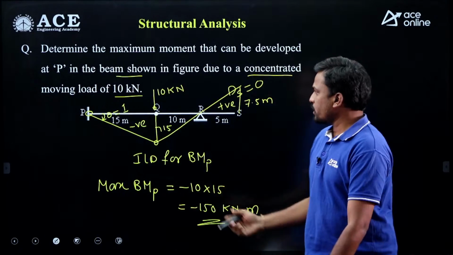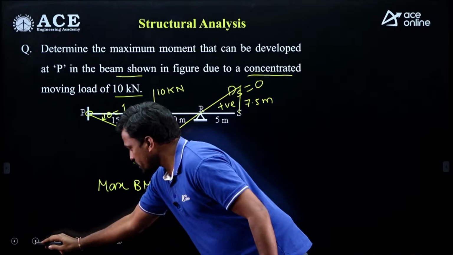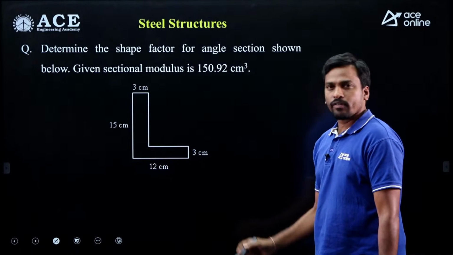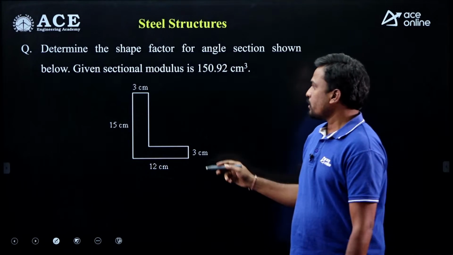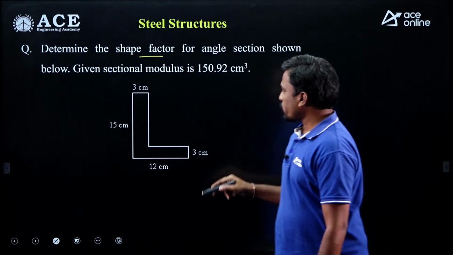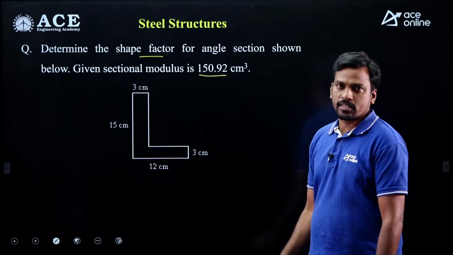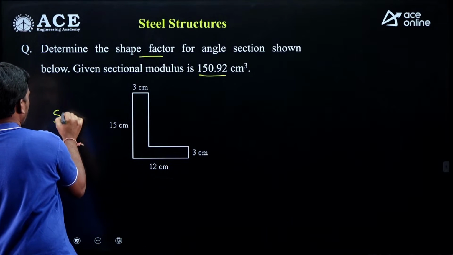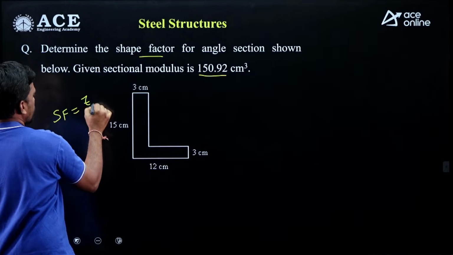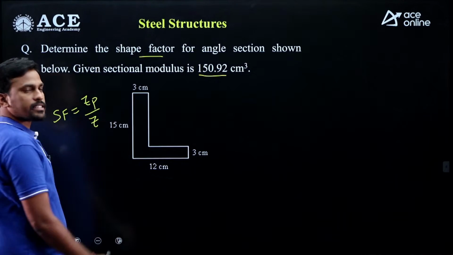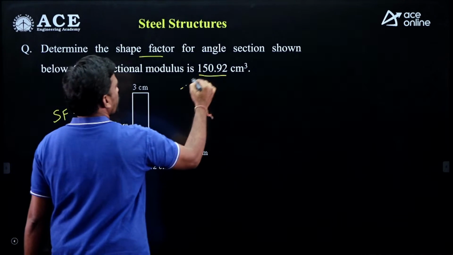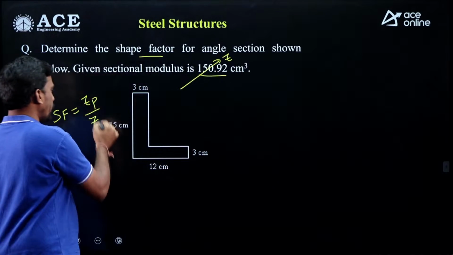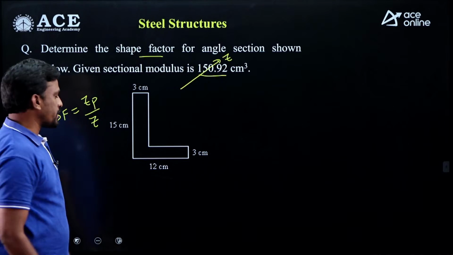Okay. Now we'll see the second question from plastic theory chapter. So this is the given diagram. He is asking to find the shape factor. So in the question, elastic section modulus is given. Okay. So what is the formula to find the shape factor? So shape factor equals to plastic sectional modulus by elastic sectional modulus. So elastic section modulus is directly given in the question. So the only thing is first we have to find the plastic sectional modulus.